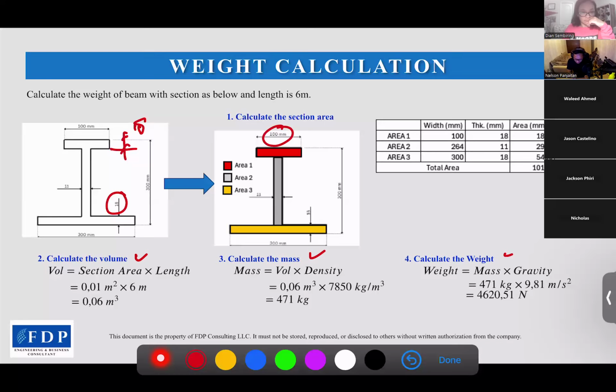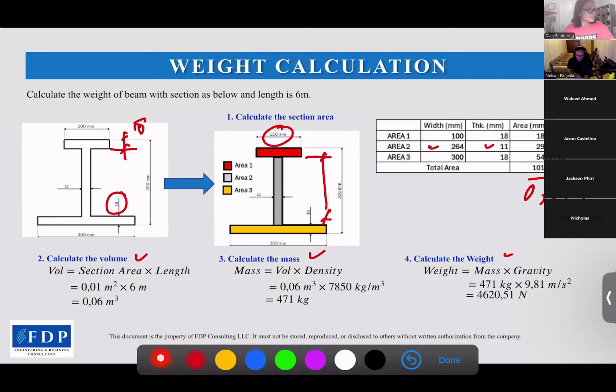Same process with area 2. I have the width here. It's 264, and then the thickness is 11, and then width times thickness, then I get the area is 2904, and then area 3 also same, 300 times 18, 5400, and then the total area now is 10,104 millimeter square. It equals to 0.01 meter square.